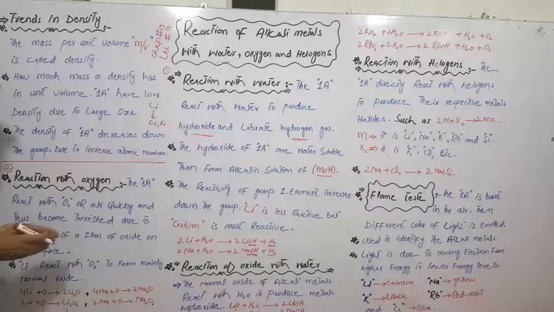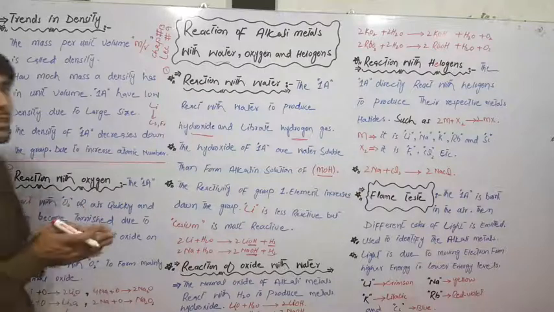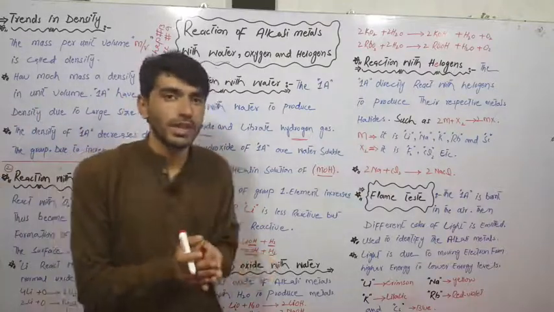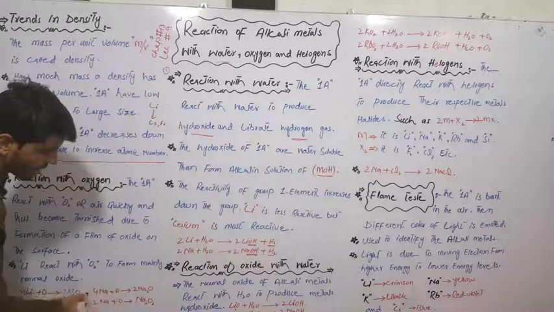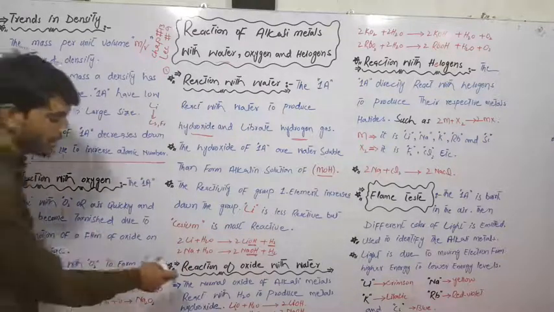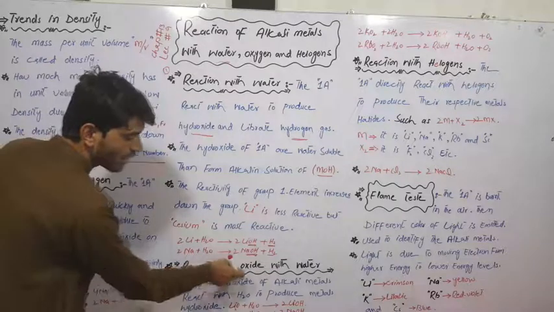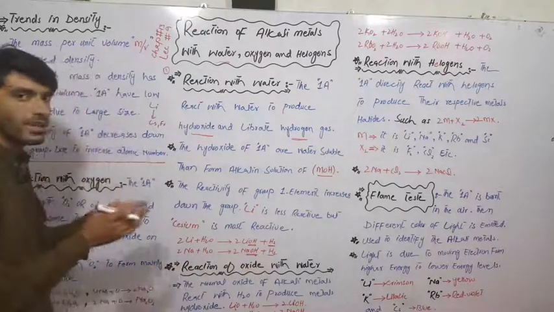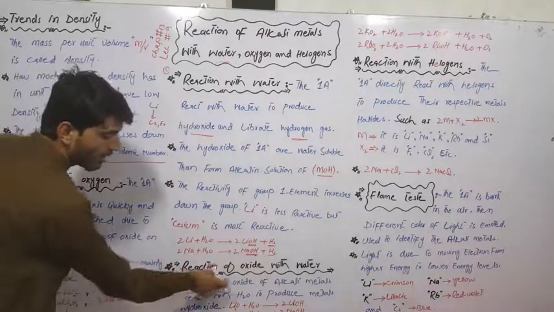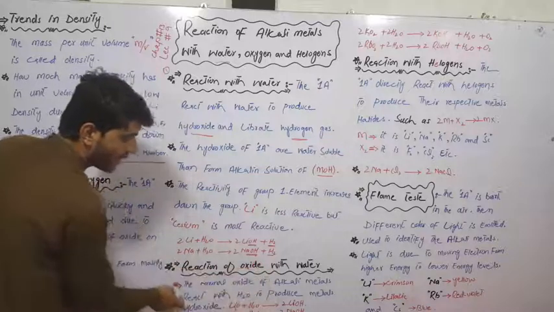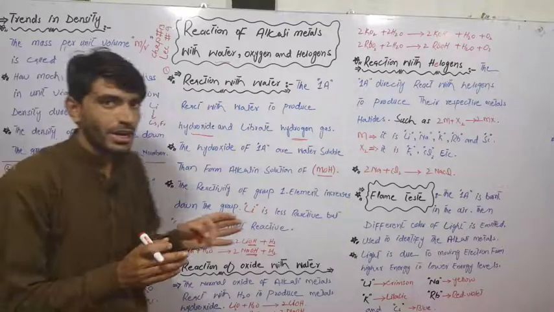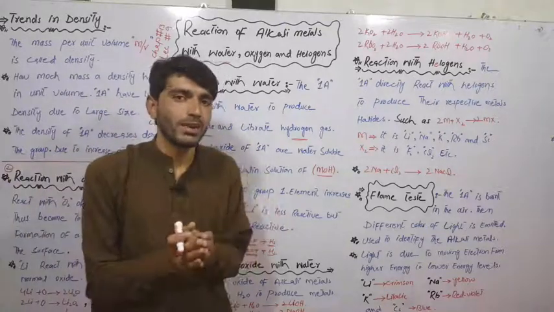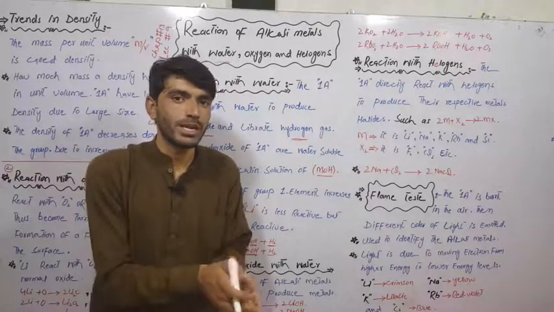Clear? So this was the reaction with oxygen, how alkali metals react with oxygen. But now, how do these same oxides react with water? This is the topic: the reaction of the oxide with water. The normal oxide of the alkali metals reacts with water to produce metal hydroxide. Whenever normal oxide reacts with water, it produces metal hydroxide.